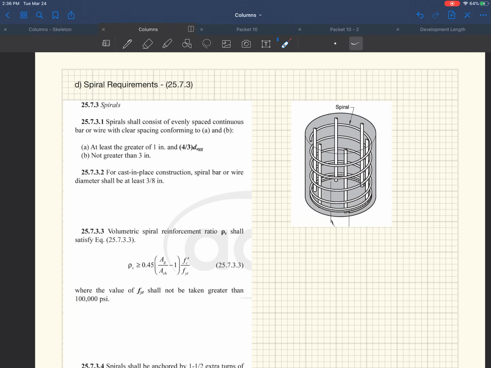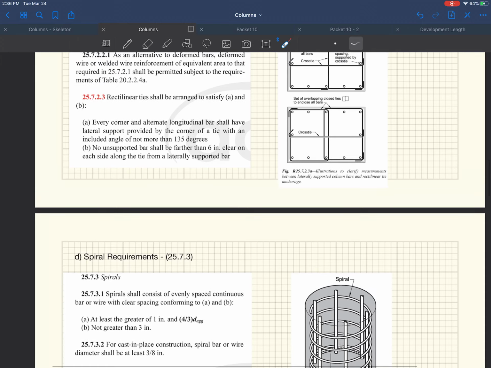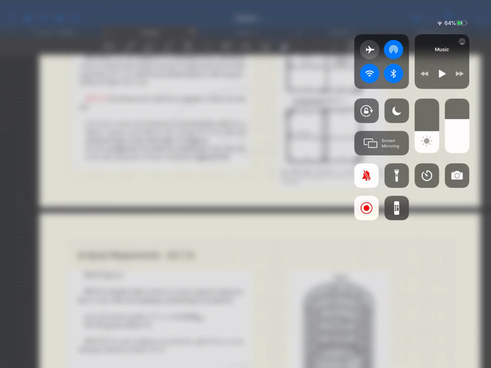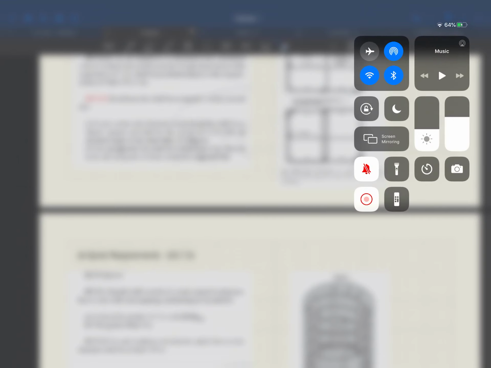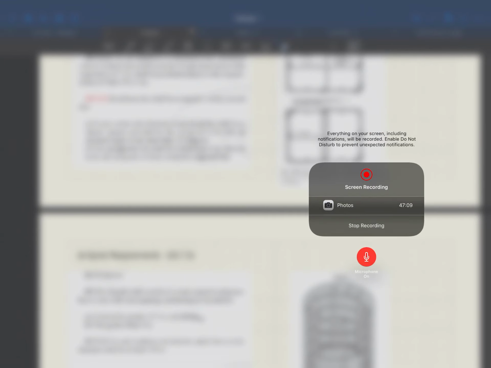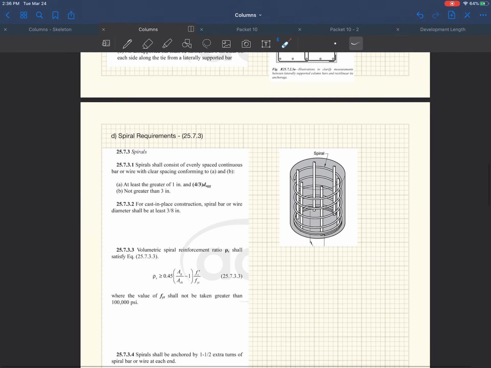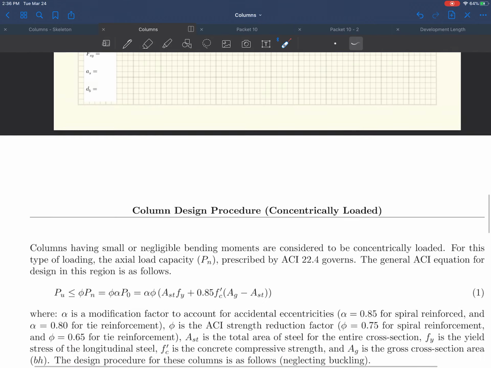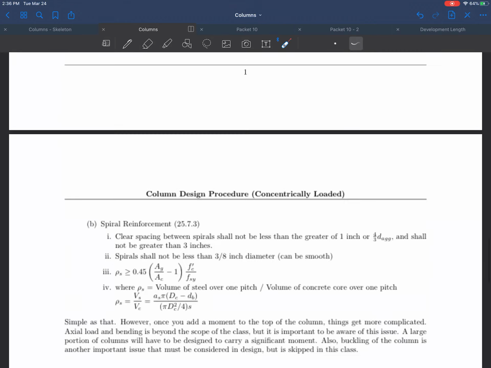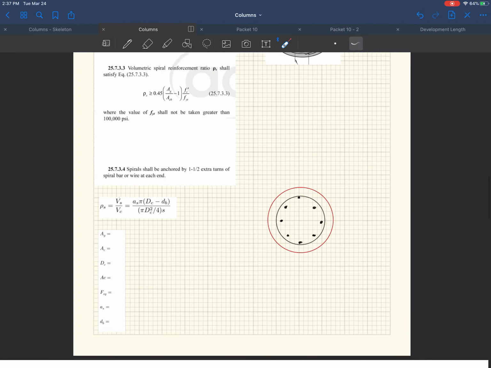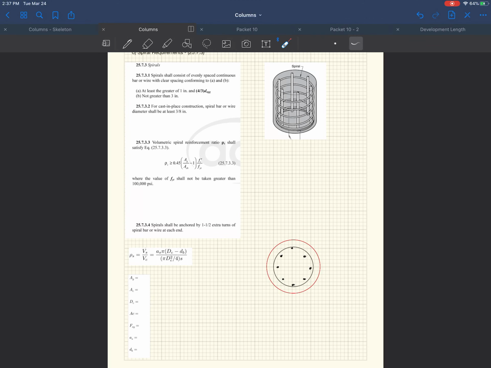So, spiral requirements. This is a little bit more difficult. Let's see how long this has been going. 47 minutes. Yeah, I'm going to stop this one here, and then I'm going to start off with spiral requirements, and then we'll do an example for the next lecture. Okay, and go through this design guide in a little bit. So, anyways, stay tuned for more lectures, guys.